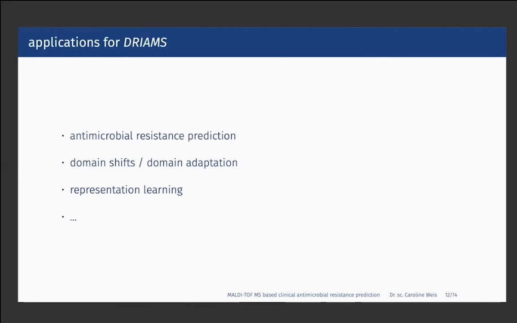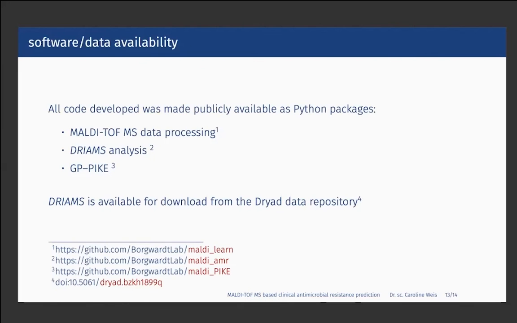Other areas of application for which DRIAMS could be perfectly suited are any other work continuing with antimicrobial resistance prediction, also work in the field of domain adaptation and batch effect normalization, or learning unified representations of spectra from different sites. But this list, of course, is not exhaustive. All code from all experiments is contained in Python packages that are made publicly available. And DRIAMS itself is publicly available and ready for download at the DRYAD data repository.